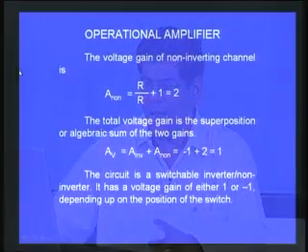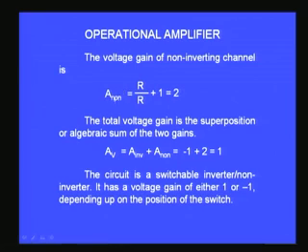Right, that is exactly what I have shown on the screen. A non-inverting gain is R by R plus R, that is equal to 2, and therefore for that algebraic sum, AV is equal to A inverting plus A non-inverting, that is equal to minus 1 plus 2, which is equal to 1. Therefore the circuit is a switchable inverter non-inverter circuit, and it has a gain of either 1 or minus 1 depending upon the position of the switch. So it will sometimes be very useful in different applications, and therefore I wanted to discuss this.